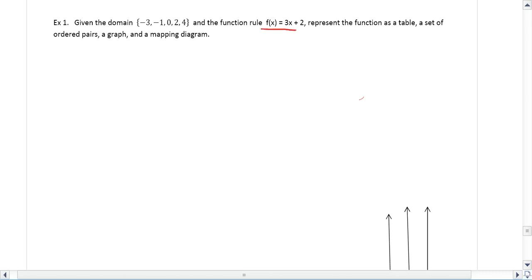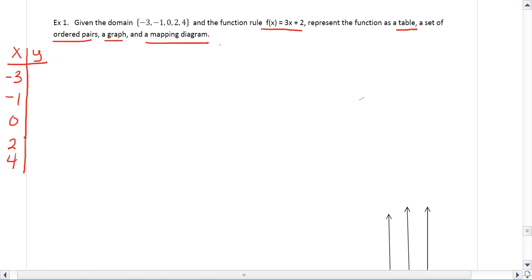In this example, we're given a domain and we're given a function rule. Here's the rule. We are asked to do several things. They want us to represent this function as first a table, a set of ordered pairs, then a graph, and then a mapping diagram. All these things. So let's just go one at a time. If you remember a table, I sometimes call it a T-chart, where we set up an X and a Y. We put in the domain, of course, is the X values, so we'll put those in the table. And then one at a time, plug them in as the input and find the output.